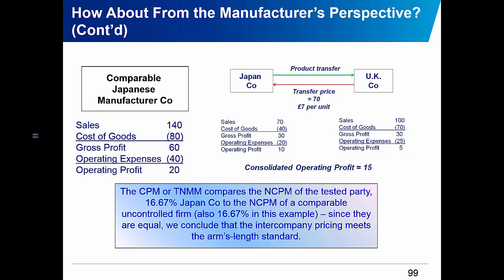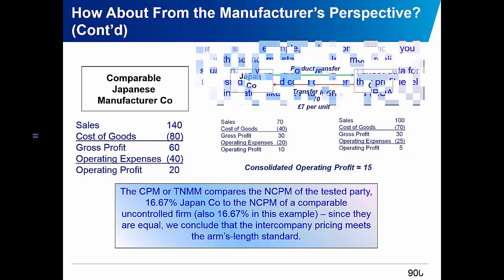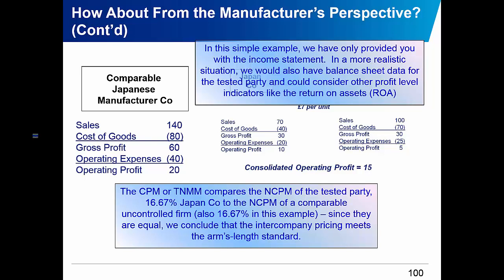Since they're exactly equal, we can easily conclude that therefore the transfer price must be meeting the arm's length standard. Now this is a simple example, and we've only provided you with the income statement. In a more realistic situation, we also would have been providing balance sheet data for the tested party, and you could consider other profit level indicators like the return on assets.